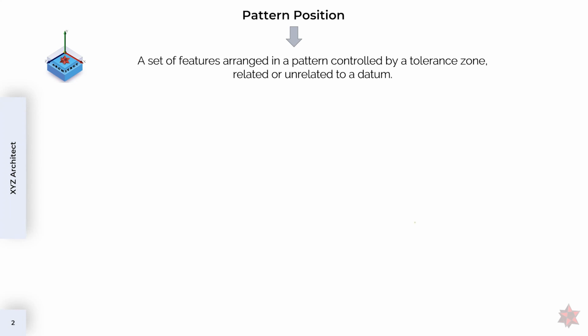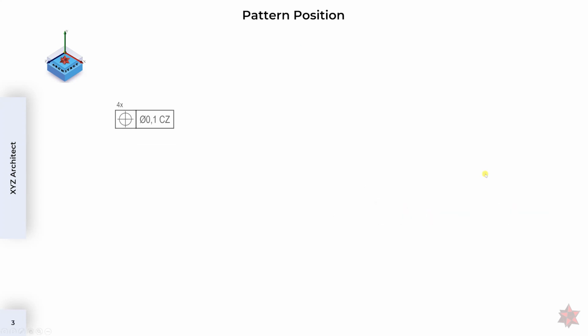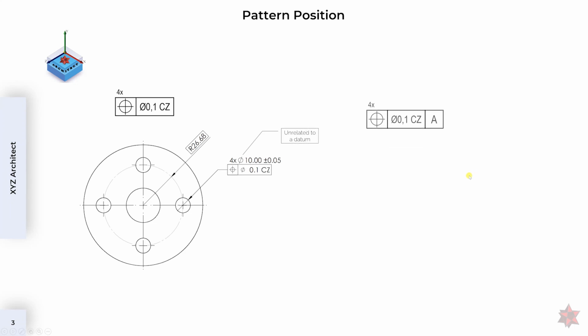Let me ask you, how many of you have seen something like this on a drawing? If you're not familiar with pattern tolerances, you might think, wait, this must be a mistake. There are no datums here. And you'd be partially right. The correct way to indicate this kind of tolerance is like this.